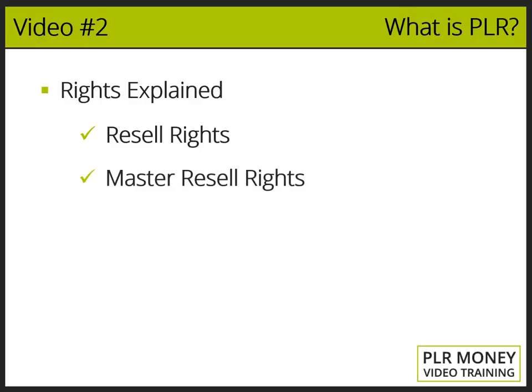Master resell rights. In this category, the buyer can sell both the content and the resell rights. This means that not only can the original buyer sell the content, subsequent buyers can sell it as well. Rebranding rights. With rebranding, the original buyer of the content can replace the writer's links with their own. However, the buyer cannot alter the content of the writing. Rebranding is normally offered along with normal resell rights, so that only the original buyer can resell the content.